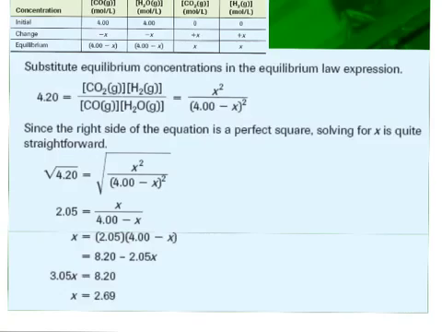The next step, we take our equilibrium values for all the reactants and all the products, and we put them into our equilibrium expression. And then when we simplify, we have the square root of 4.20, which is 2.05, equals x divided by 4 minus x. Rearranging for math, we find that the final answer, x, is 2.69.